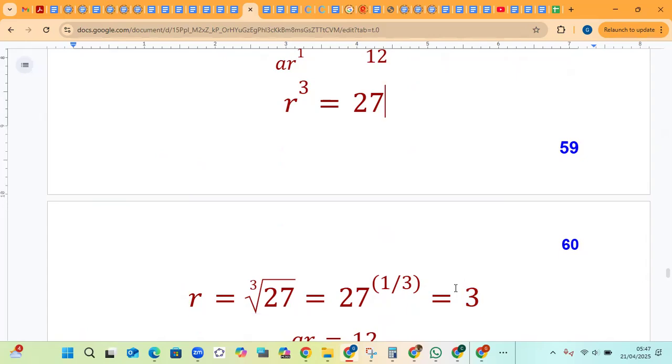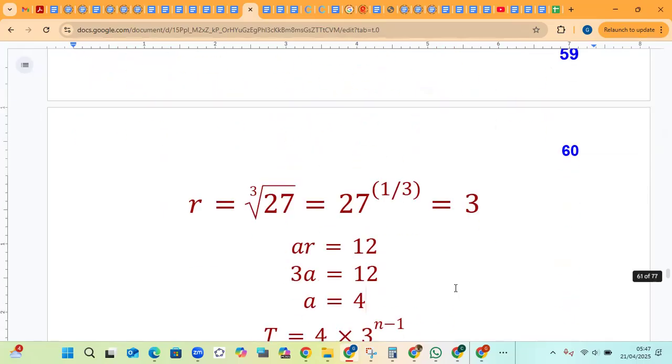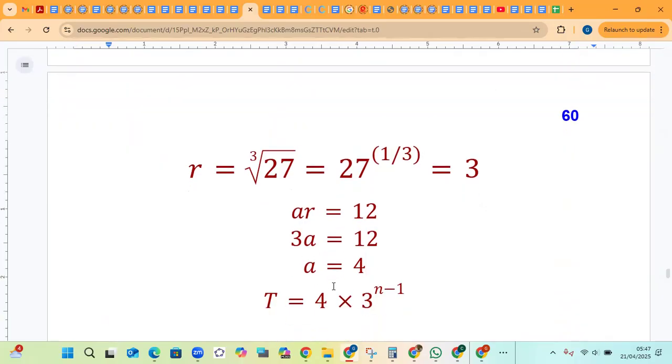Now remember you want a also. So since you have r, you can get a. You can use the formula ar = 12, or you could have used the other one, but you would have gotten the same answer. Then you divide by, well, you know r is 3, sorry. So you multiply 3 by a to give you 3a = 12. 12 divided by 3 is 4. That will give you a = 4.